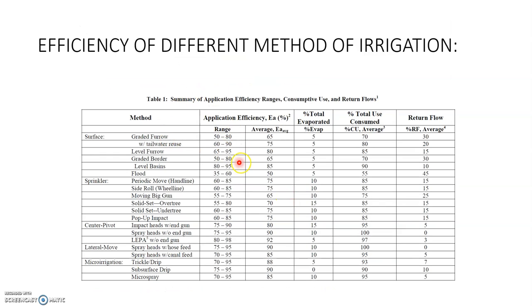So if you see, this is the efficiency of different types of irrigation. In surface irrigation, our efficiency is up to 65%. In sprinkler irrigation we get 75%. In drip irrigation we get up to 88%, and in subsurface irrigation we get 90% efficiency. Have you wondered why sprinkler irrigation is 75% efficient and why micro irrigation is 90% efficient?